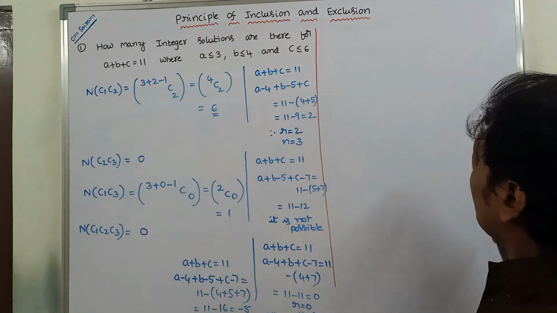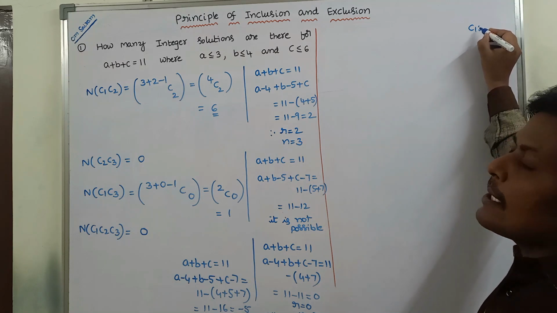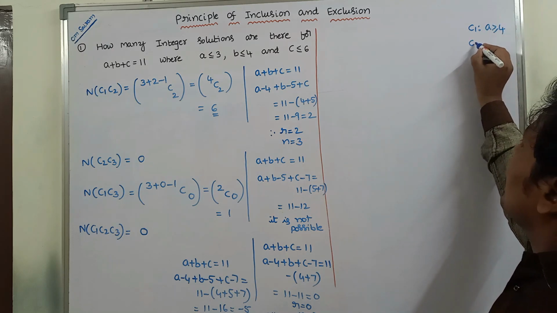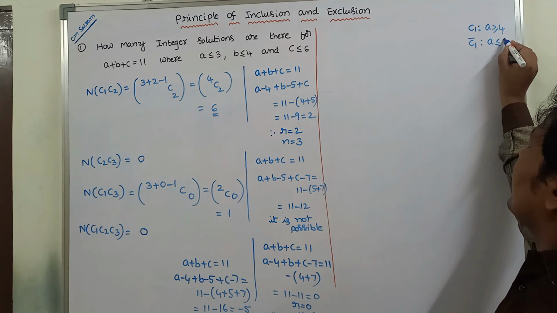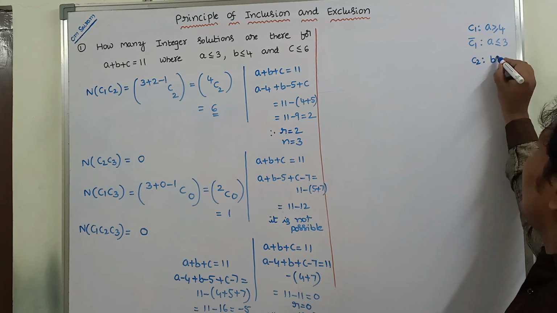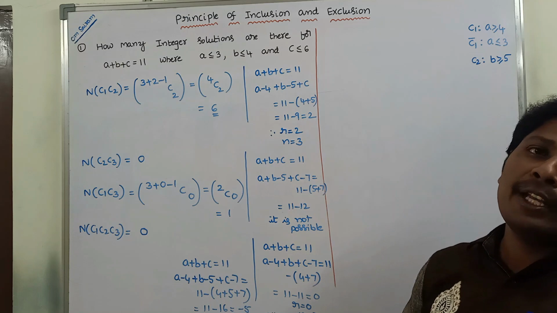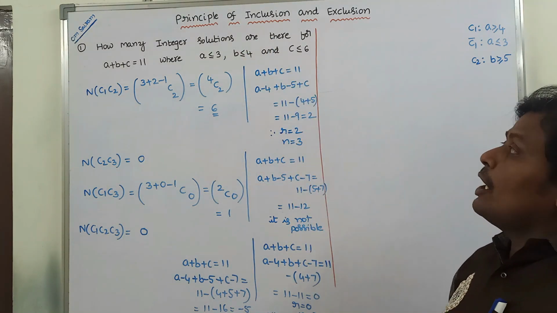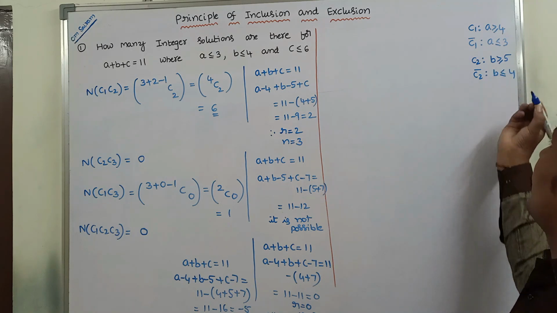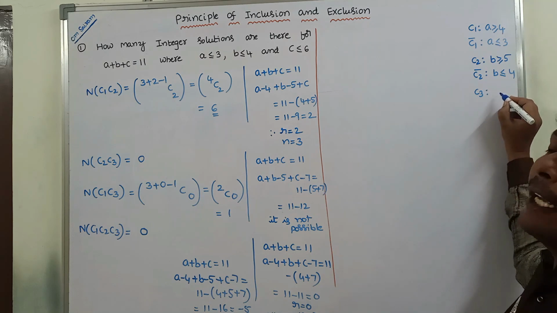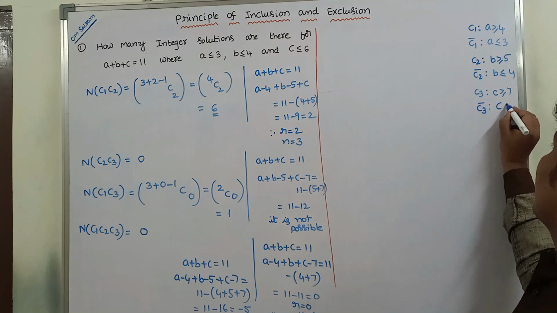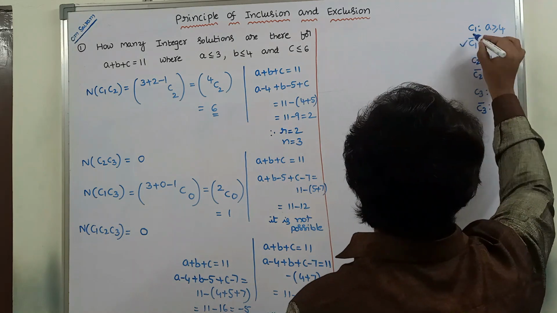Okay. So next, here C1 is nothing but solutions for A is at least 4. Then C1 bar is nothing but A less than or equal to 3. Okay. Next, C2 is nothing but we have to find out the solutions for B is at least 5. That means B greater than or equal to 5. Now we have to find out the solutions whenever B is less than or equal to 4. It becomes C2 bar. C2 bar is B less than or equal to 4. Next one, solutions whenever C is at least 7, C greater than or equal to 7. But C3 bar becomes C less than or equal to 6.